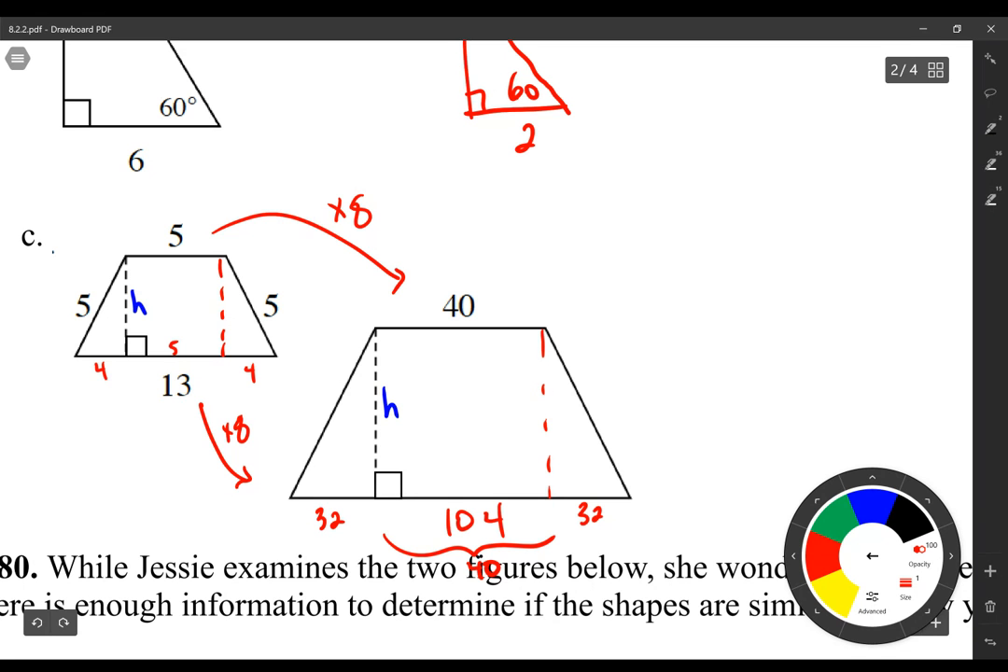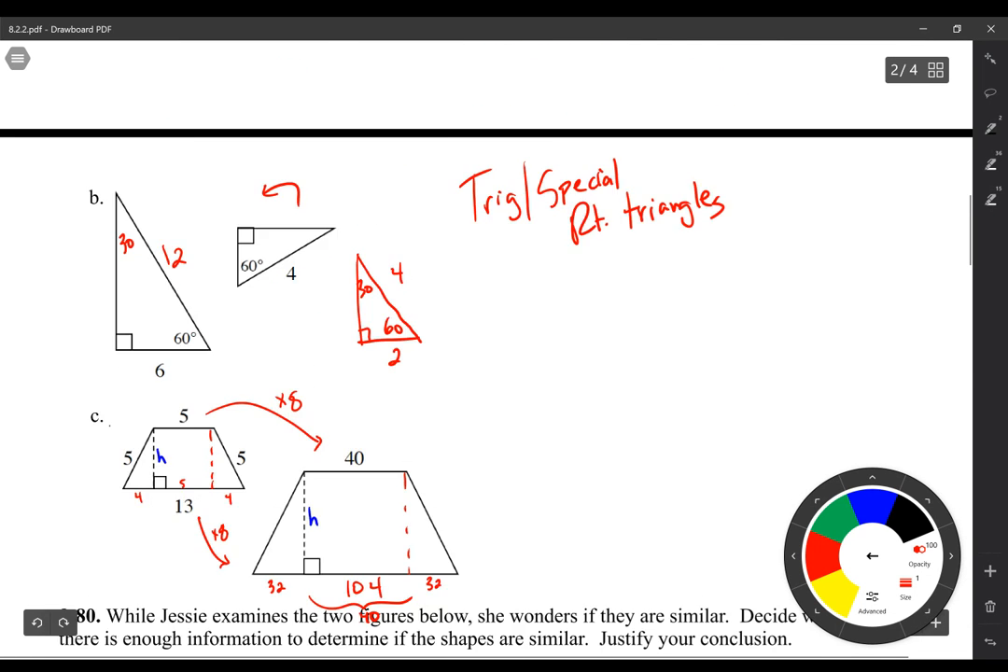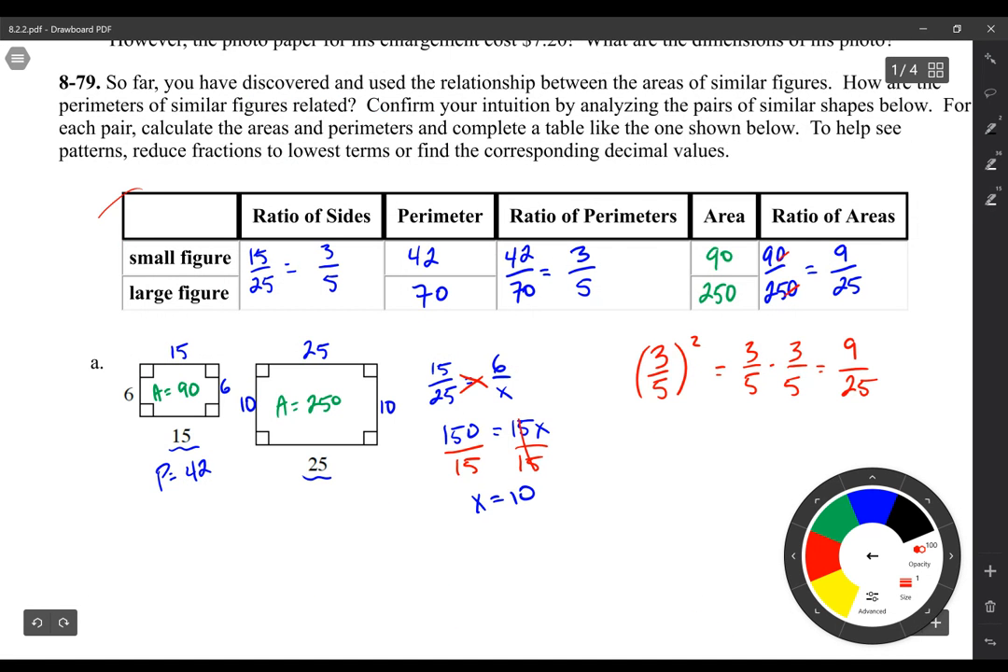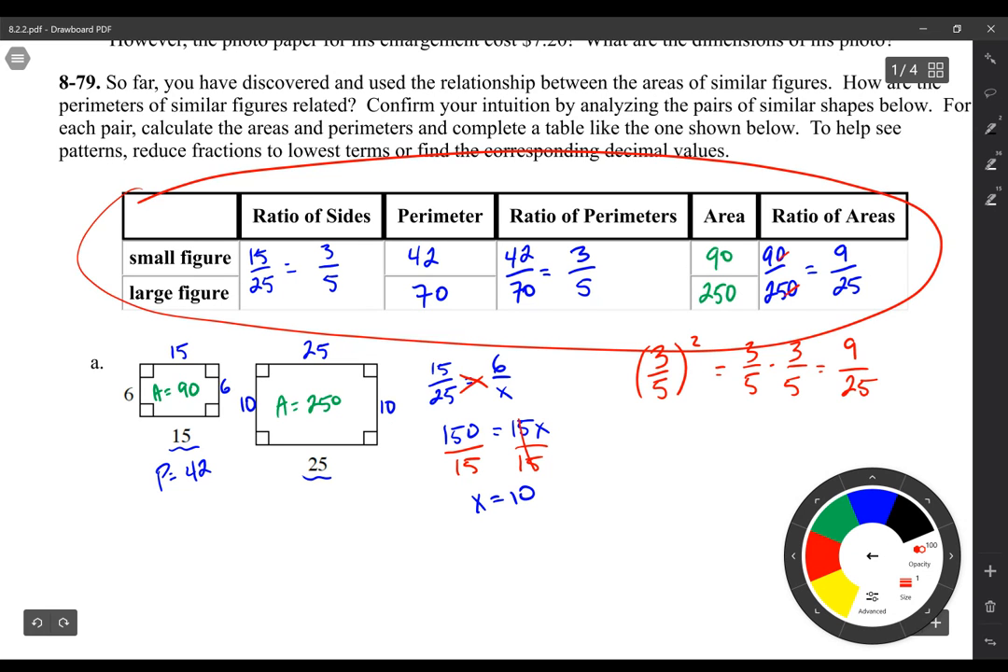I know I'm working really quickly, but again, just giving you a little info, and you want to create this table again for those two parts.